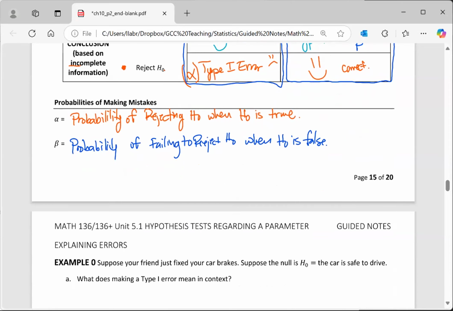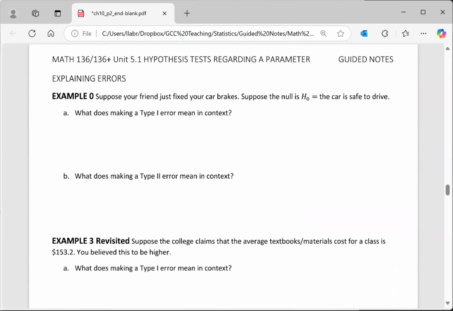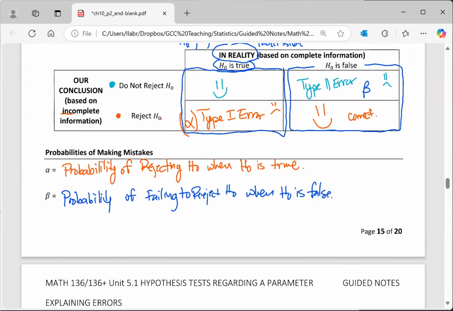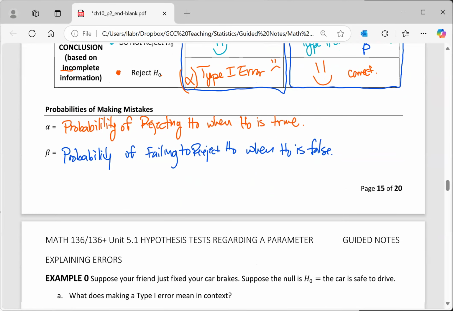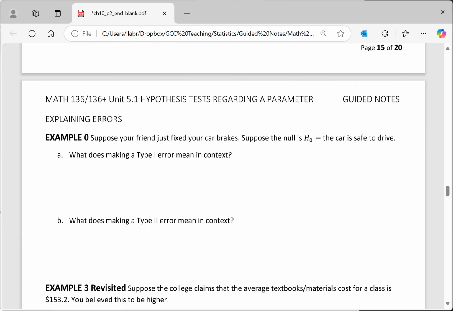Let's go ahead and just practice. So let's do this one example. Let's explain the error that's possible and try to refer to this little graphic here. But hopefully you are trying to memorize it. If H0 is true, then the only way you can make an error is if you reject the null. All right, so here's a really non-statistics example.